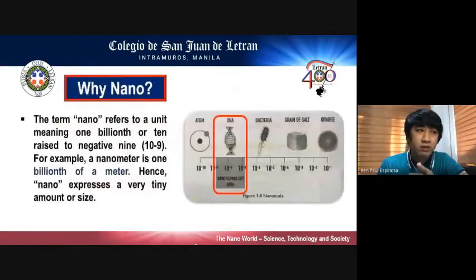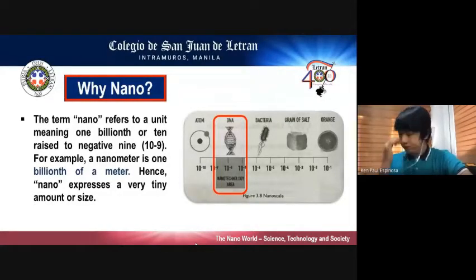When we talk about nano, it refers to a unit meaning 1 billionth, or 10 raised to negative 9. So for example, a nanometer is one billionth of a meter. Hence, nano expresses a very tiny amount or size. So it can be compared to the size of a DNA.